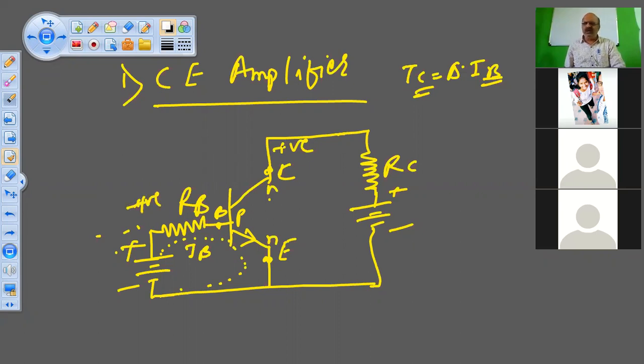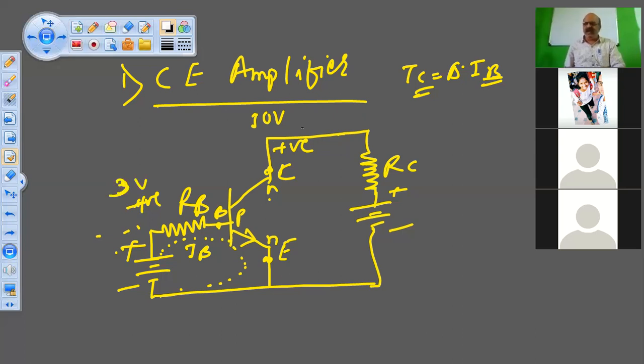Here you can see N is connected to positive, and base P is also connected to positive. But I think I already told you all these things. The positive voltage connected to the collector is more positive. Suppose this is 10 volt. And the positive voltage connected to the base is less positive. Suppose this is 3 volt.